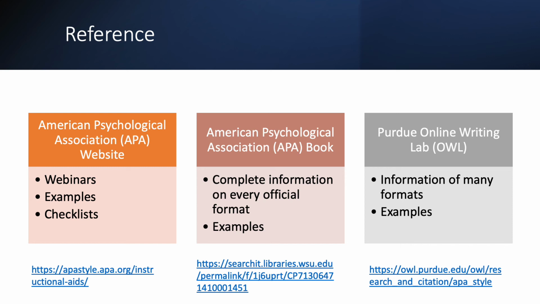They also have the specific 7th edition APA style book. We have that in the library, so you can come in and refer to that if you prefer using a print book. It has lots of information that will be helpful as you create your references. And finally, there's another source which is not associated with APA, but is really quite standard for people to use as they create citations. That's the Purdue Online Writing Lab, or what they call the Purdue OWL. They have lots of information on many formats and lots of examples, so I recommend that as well.